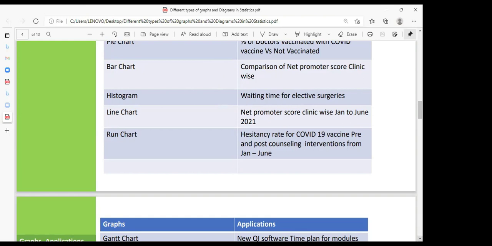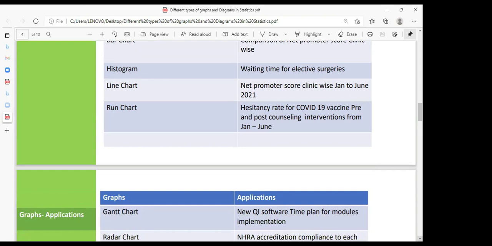Next, coming to line chart. Again, in line chart, I have put the net promoter score clinic-wise, and the data I have taken is between January and June, because you can have small data from, say, 3 months or 6 months. So line chart is better to display it, where you can compare one clinic to another clinic. Next, the run chart, which I said earlier, is almost similar to the line chart, except for the median line in between.